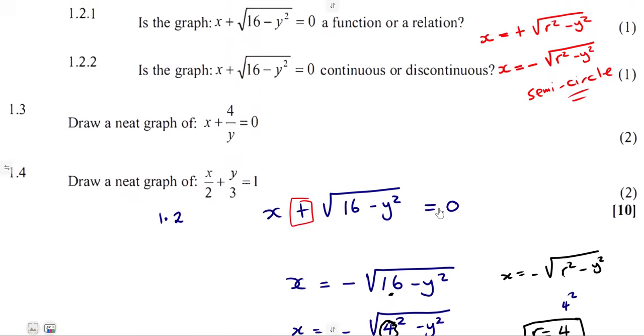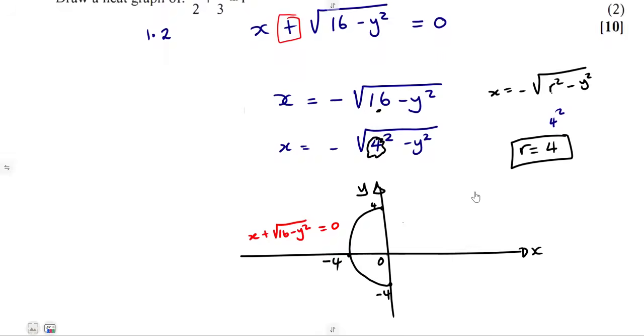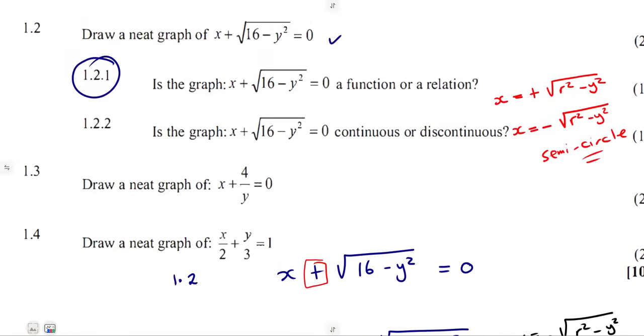Okay, so let's consider another part of our graph, which is 1.2.1. It's just a continuation here. Is the graph that we have just drawn a function or a relation? A semicircle that we have just drawn, is it a function or a relation? From our vertical line test, we can see that it is going to cross at what? 2 given points. So that is what? A relation from our vertical line test. So this one, it is a relation.